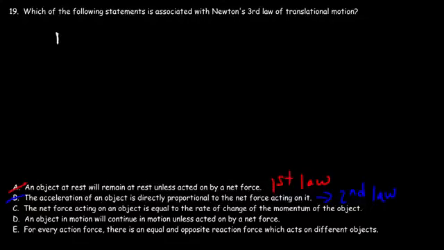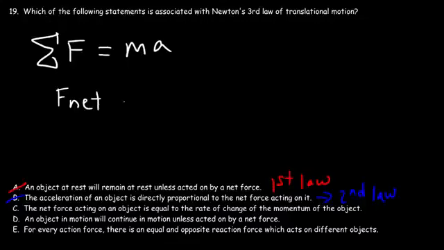So this equation is associated with Newton's second law of motion. The net force is mass times acceleration. So if you increase the net force acting on an object and the mass is held constant, the acceleration will increase directly. So acceleration and net force are directly proportional to each other. Now, if you increase the mass of the object while keeping the net force the same, the acceleration will decrease. So mass and acceleration are inversely related. And that's the basic idea behind Newton's second law of motion.